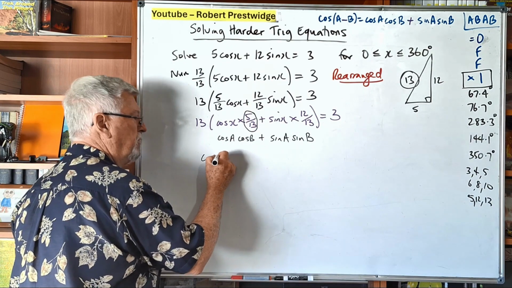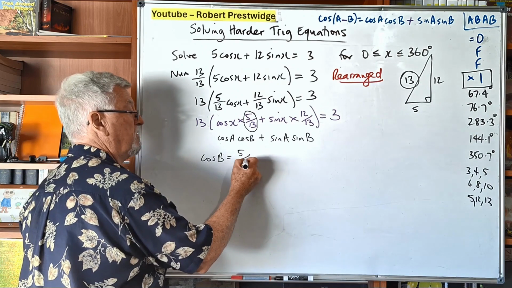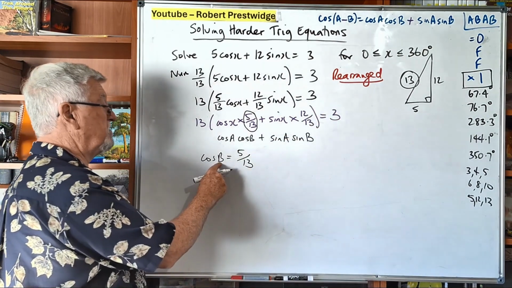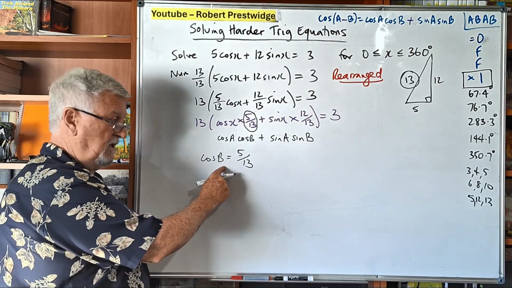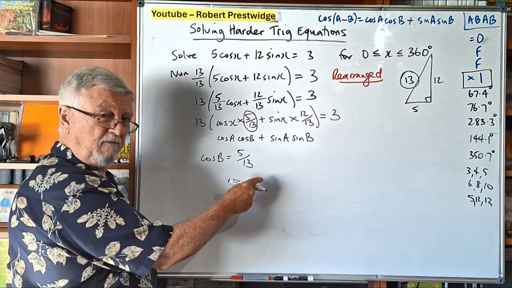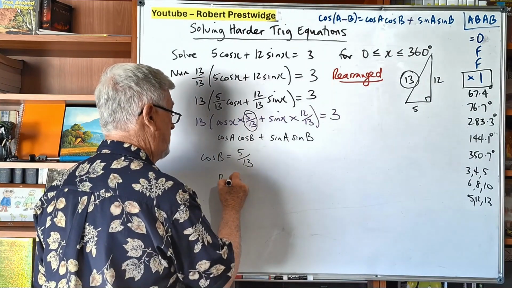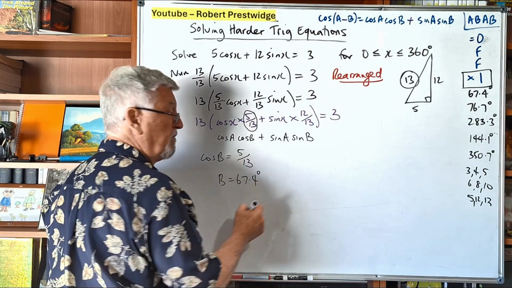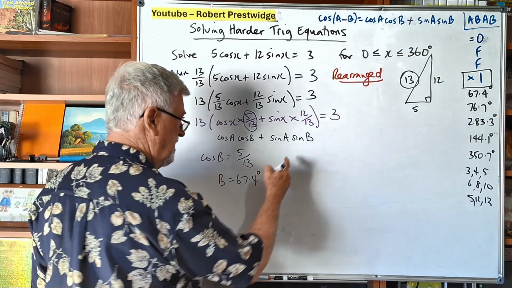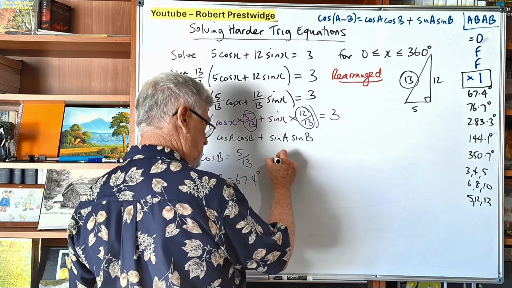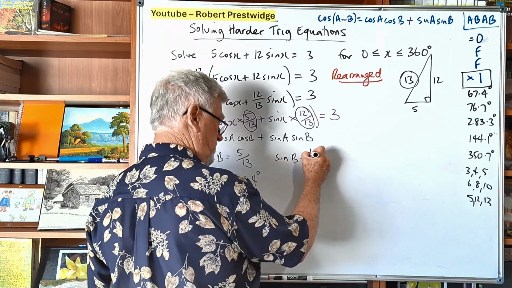So the cos of B has to equal 5 on 13. Now I've solved that over here. In other words, you're saying what is the angle that would give us 5 on 13? So that's the inverse cos. And that angle turns out to be 67.4. By the way, some people need to see it rounded off to 1 decimal place. Some people also need to see that the sine of B is 12 on 13.